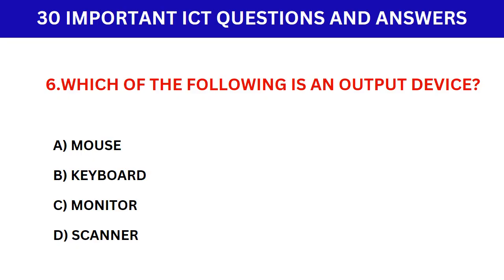Question number 6. Which of the following is an output device? Option A, mouse. Option B, keyboard. Option C, monitor. Option D, scanner. The right answer is option C, monitor. A monitor displays information from the computer to the user.